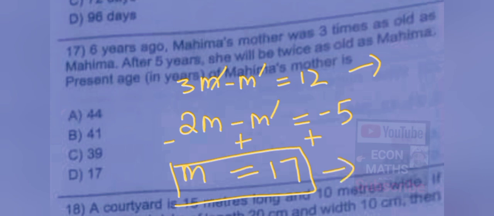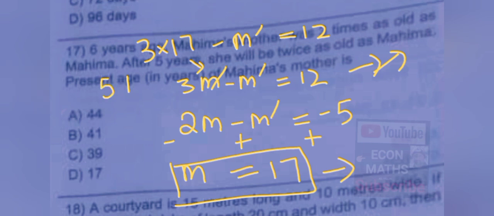So we can put m in either of the two equations. So we will put the value of m in the first equation. So we have 3 into 17, that is m is equal to 17, minus m dash is equal to 12. Now 3 into 17 is, 3 sevens are 21, 3 ones are 3, plus 2 carried is 5, this is 51. So I will write here 51 minus m dash is equal to 12, or 51 minus 12 is equal to m dash, or m dash is equal to 51 minus 12, that is 1 minus 2 is 9, and 4 minus 1 is 3. That means the age of Mahima's mother should be 39. So yes, there is the option of 39.